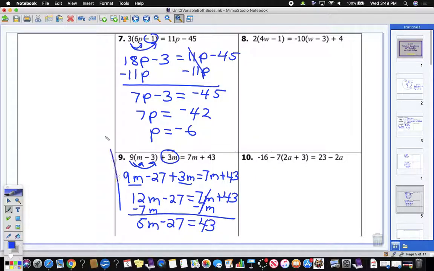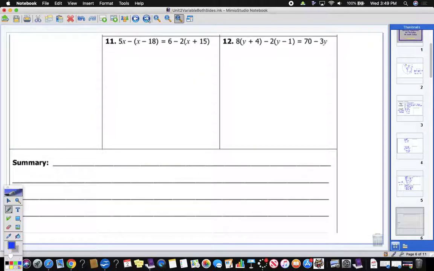And I'm going to move over here where I have a little bit more room. So now we're going to add 27 to both sides. So let's see, 43, 53, 63, 70. So 5m is equal to 70. And then we'll divide by 5. And in number 9, we would end up with m equals 14. All right, number 11.